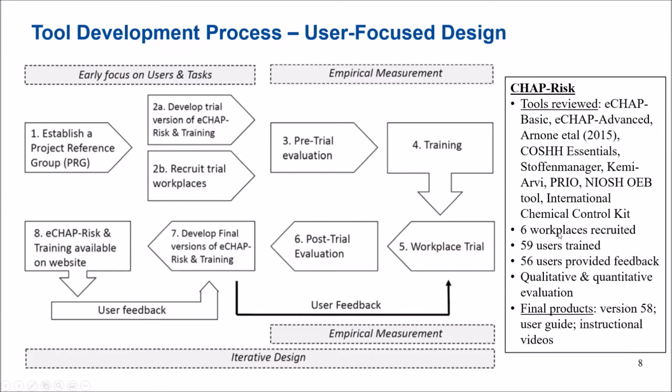For the CHAP risk project, we recruited 6 workplaces. We do a pre-trial evaluation where we get to understand what the workplace is about and what they do. Then we have a training program, and 59 people went through the training. Then the workplace takes the version of the tool we have at the time and trials it with the chemicals in their workplace, and we come back and ask them for their feedback. Overall, 56 people used different versions of the CHAP risk tool. We have both a qualitative and a quantitative evaluation process that feeds into developing the final product. Our current version is version 58.